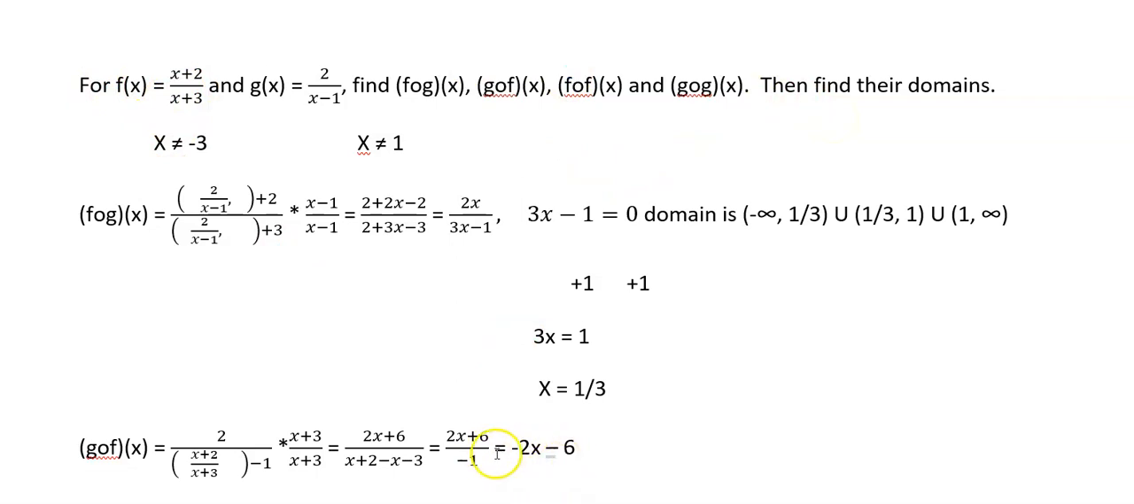Okay, now let's look at our final answer here. We'll notice that G composed with F does not have a denominator. So really the domain of this piece would be all real numbers. So the only restriction is that we can't have an x value equal to -3. So our domain is negative infinity to -3, along with -3 to infinity. So everything but the -3.